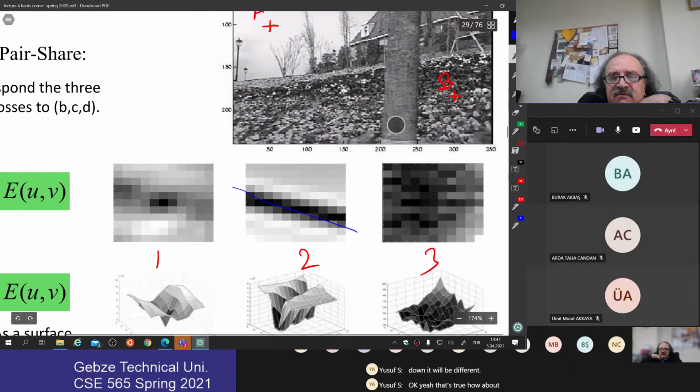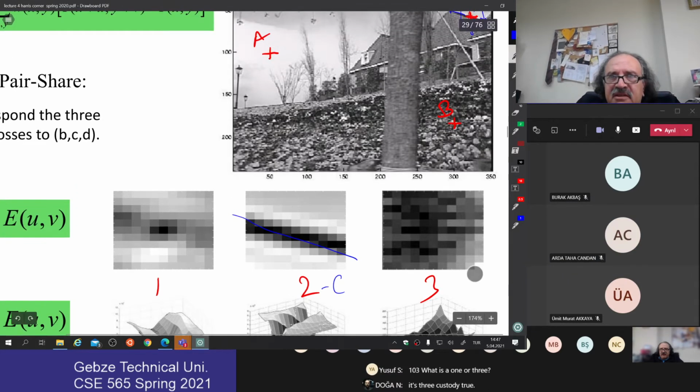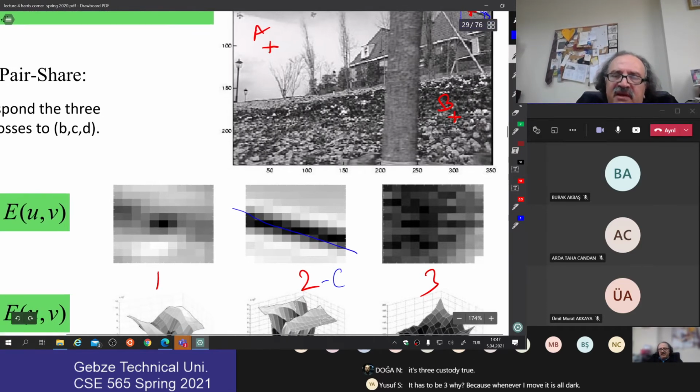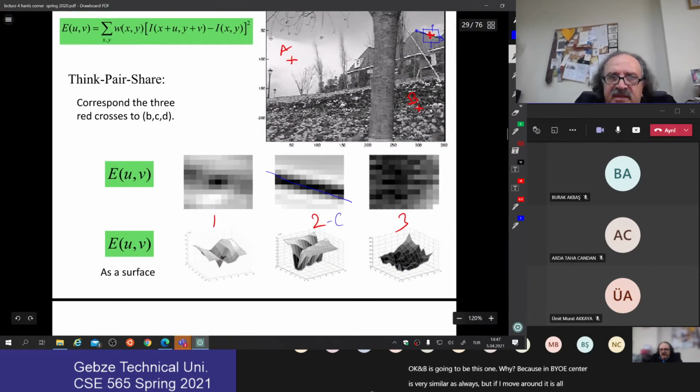How about A? Which one is A? So this is C. 1 or 3? What is A? It has to be 3. Why? Because wherever I move, it is all dark. And B is going to be this one. Why? Because in B, the center is very similar as always, but if I move around, it is all different. So it is distinctive. Point B is distinctive.